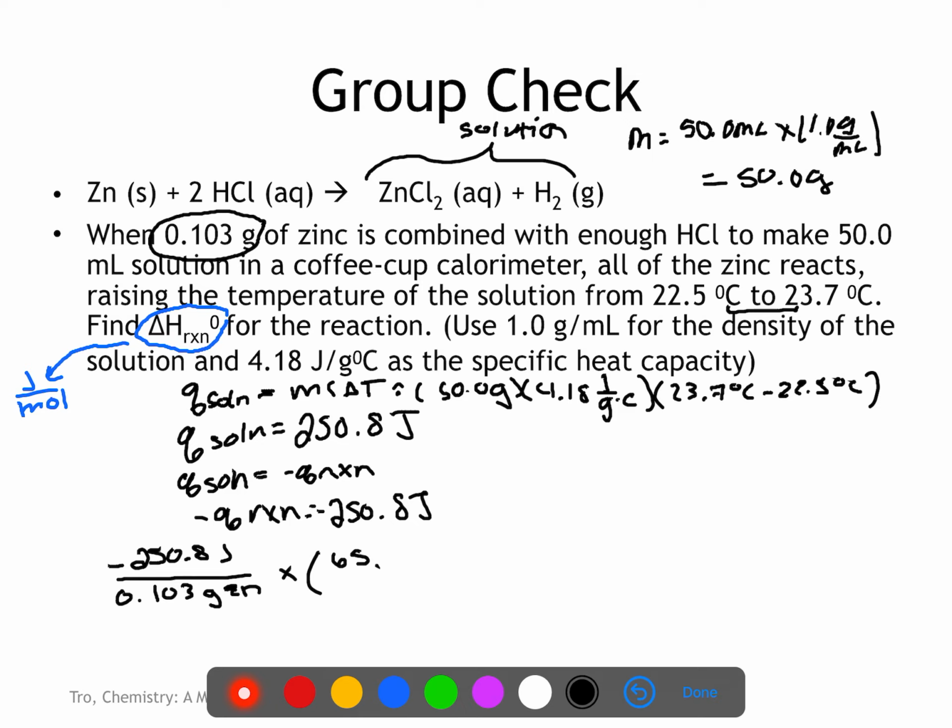And the molar mass of zinc is 65.39, which then will give you negative 1.60 times 10 to the 5th joules per mole. And that's how you do that, knowing that you find the heat of the solution. So if you're looking at the reaction, you're still looking at the reactants and those specific amounts. And that enthalpy is always looking per mole, per amount.